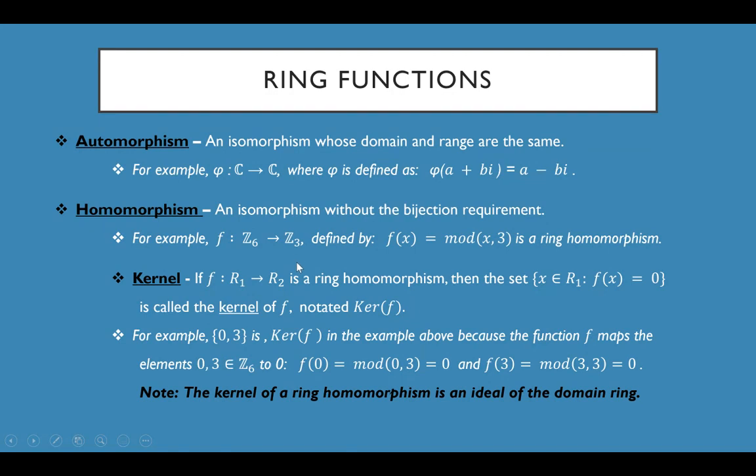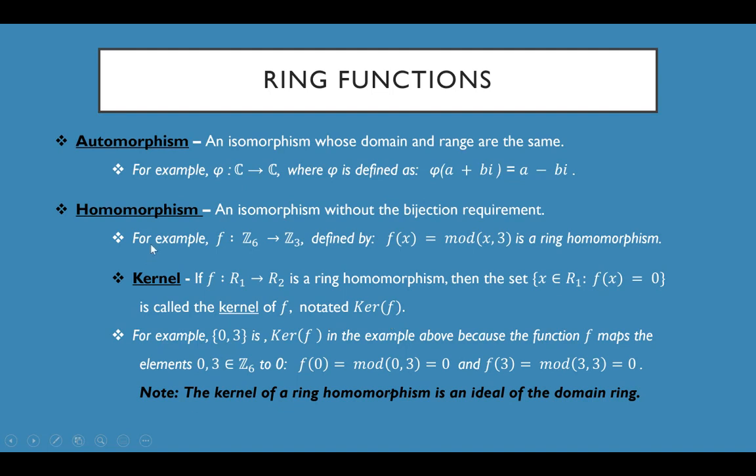This is not a bijection because this is not a one-to-one function. There are more elements in the domain than there are in the range. So this would not be a bijection. Let's talk about kernel while we're here. If we have a ring homomorphism, as described above, then the set of all elements in our first ring that map to 0 in our second ring is called the kernel of our function, and it's notated capital K-E-R and then in parentheses our function name.